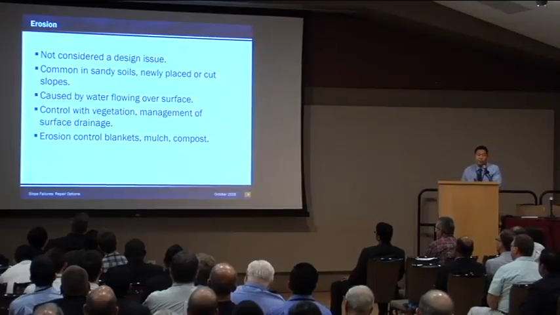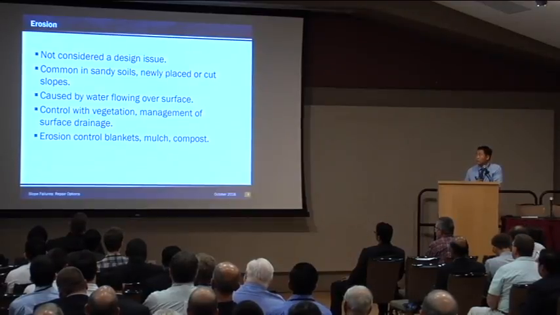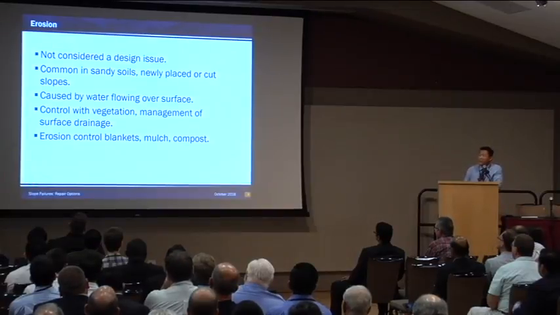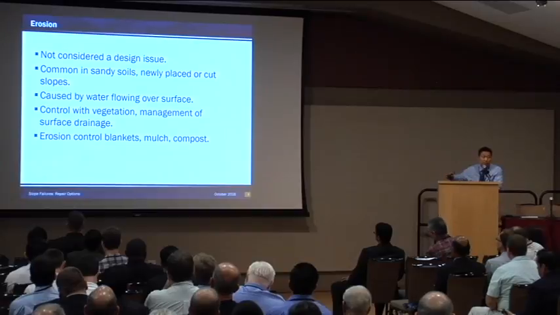And another type of slope failure is erosion. Erosion is normally due to surface water, such as runoff, and it is not considered a design issue, but it is very important to make sure all the water in your job site is properly drained out.